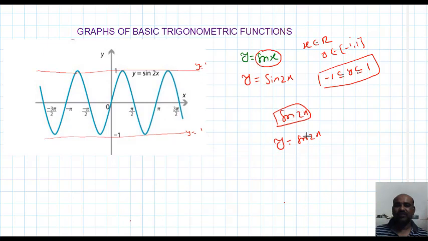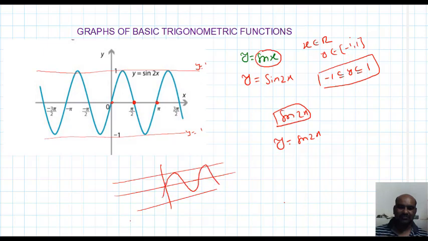But there is a difference between the graph of y equal to sin x and the graph of y equal to sin 2x. What is the difference? The points where the graph intersects the x axis will vary. Observe here, this is the sine graph. This is pi, this is 2 pi. At 0, pi, 2 pi, that is at 0 comma 0, pi comma 0, 2 pi comma 0, the sine function is intersecting the x axis. But observe this graph: at 0 comma 0, pi by 2 comma 0, pi comma 0, 3 pi by 2 comma 0.